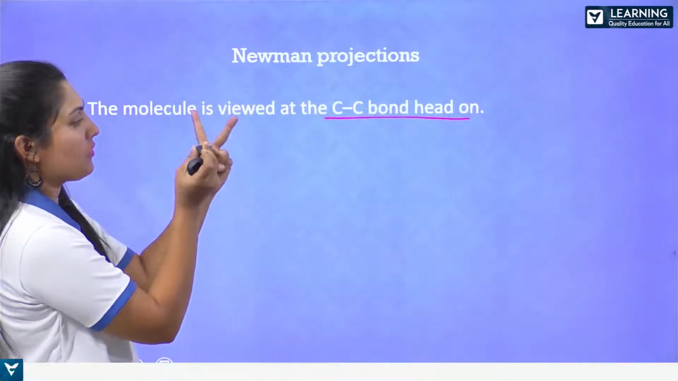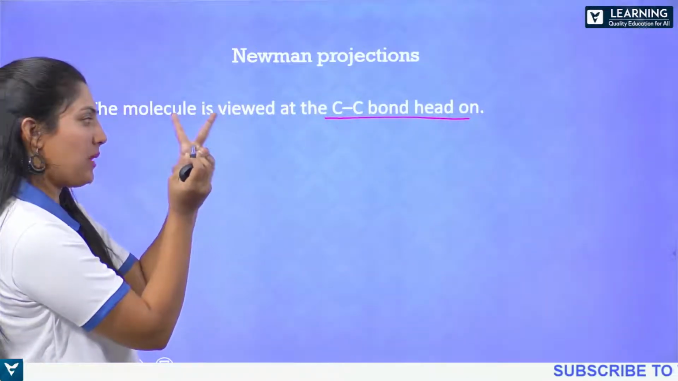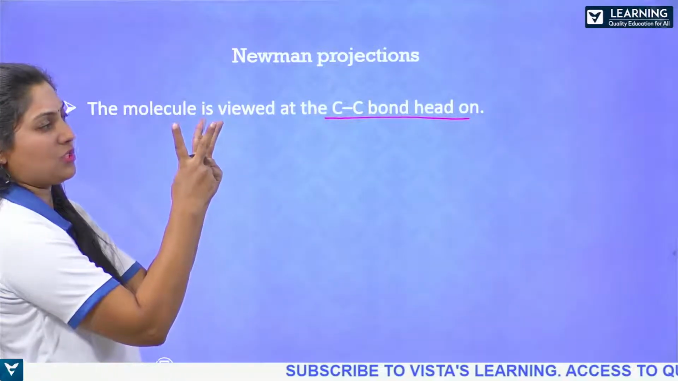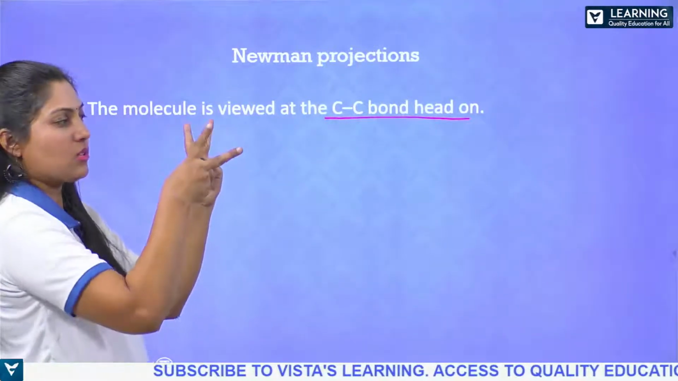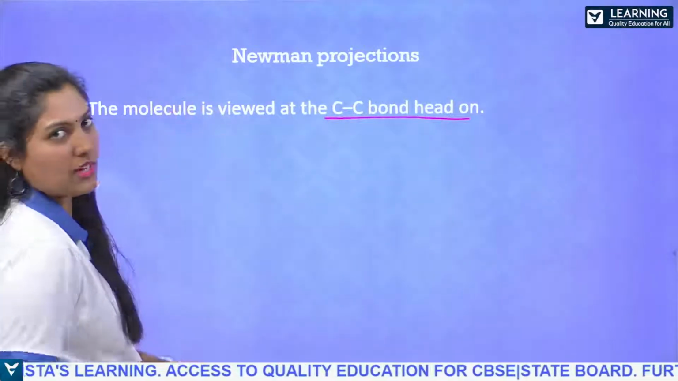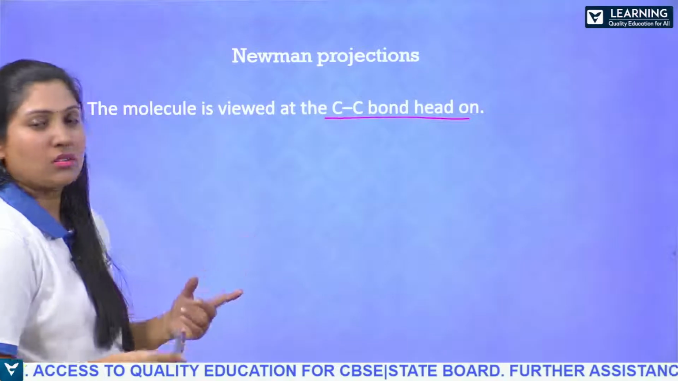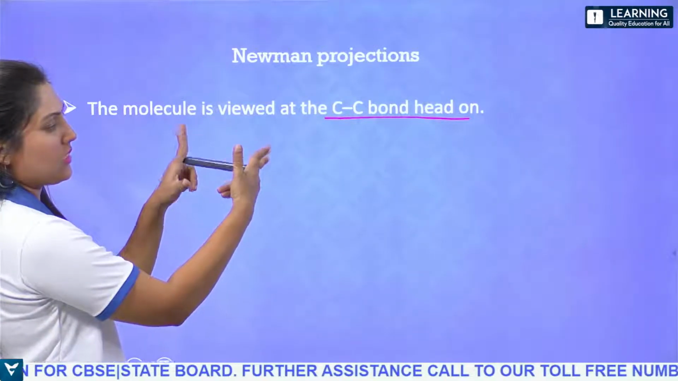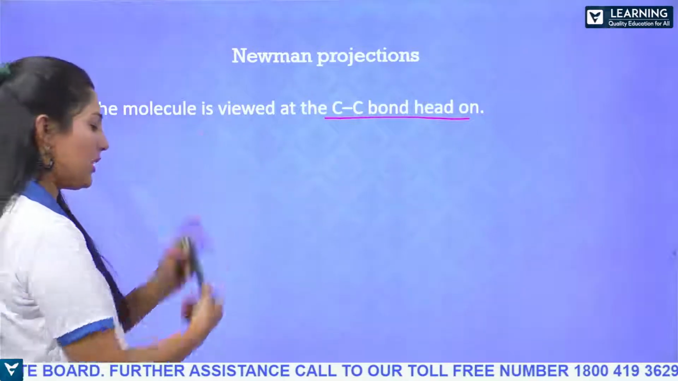So if you have 3 hydrogen atoms attached to the front carbon and 3 attached to the back carbon, it will be like this. So it will be turning like this. In front you can see only the hydrogen atoms, right? Whereas in Sawhorse it was like this. He was showing like this, where you can see all the hydrogen atoms with the carbon atom.